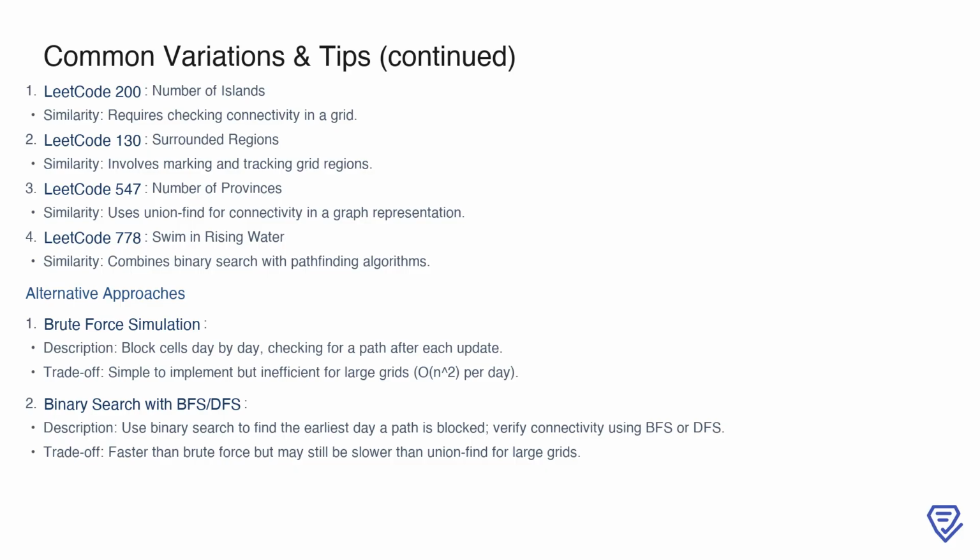If you're exploring alternative approaches, brute force simulation is one option. This method involves blocking cells day by day and checking for a path after each update. While simple to implement, it's inefficient for larger grids because it has a time complexity of n squared per day. A more efficient option is binary search paired with BFS or DFS. This approach finds the earliest day when a path is blocked by narrowing the search space, but it may still be slower than union find for very large grids.